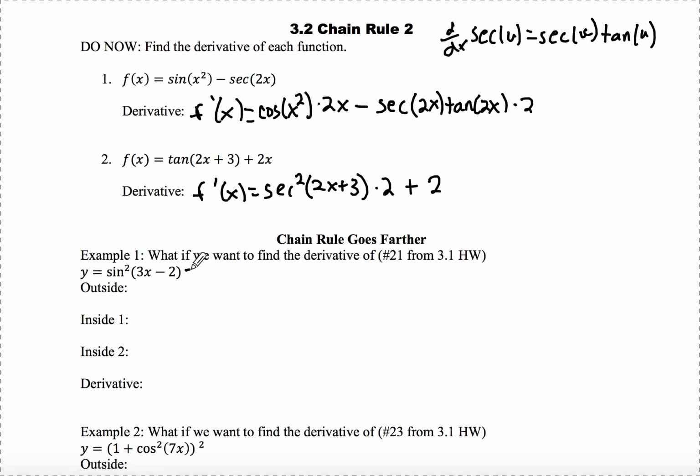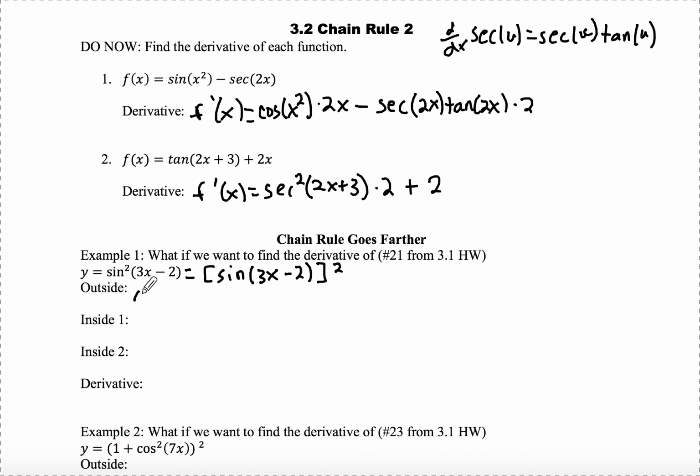Well, this is a little different. Whenever we deal with these squared situations, as I mentioned in class, we really got to think about these trigs to a power as sine of 3x minus 2, sine of blah, that whole thing squared. So when we think about this, we have multiple layers going on here. The outside thing, the thing that applies to everything, is the squared. Then inside of that is a sine. And inside of the sine is a 3x minus 2.